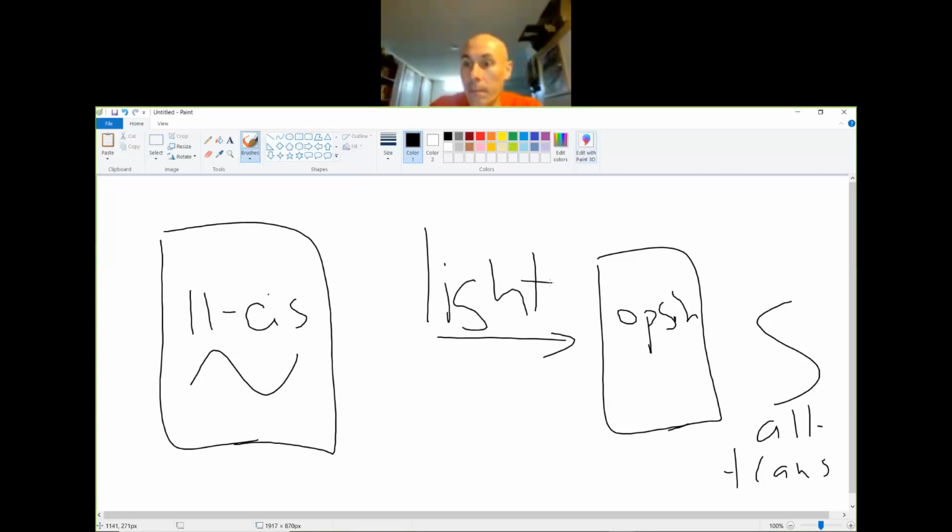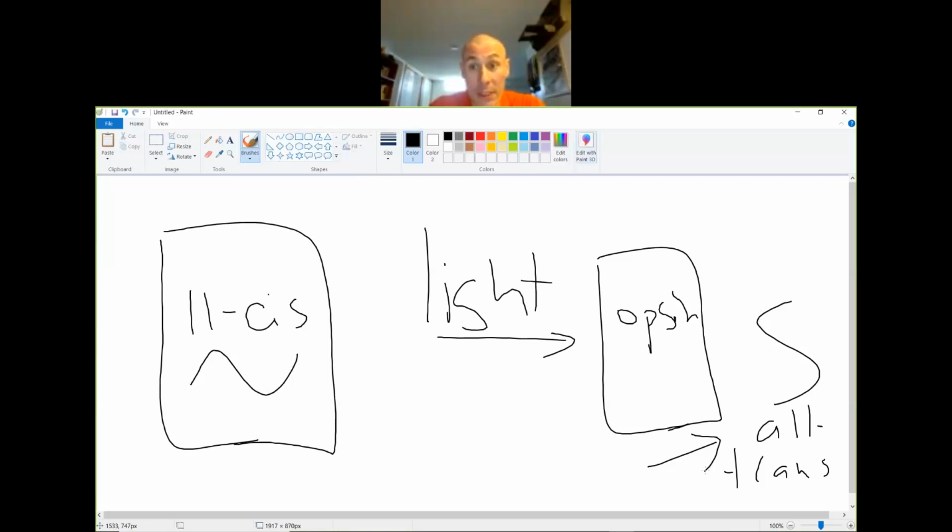Okay. We good? In order to sense light again, all trans here has to be converted back into 11 cis, and that requires ATP. So a couple of things about light reception, and then we will go to the light transduction. All right. So light reception.